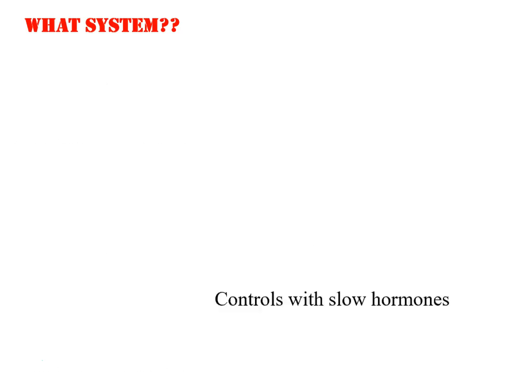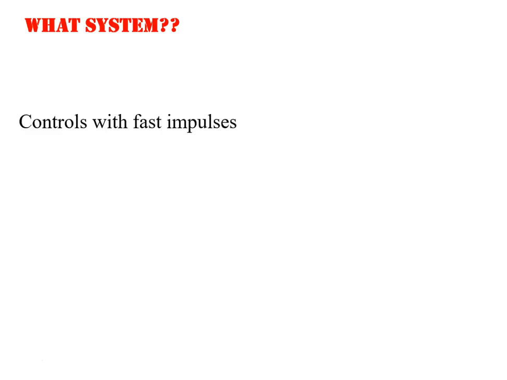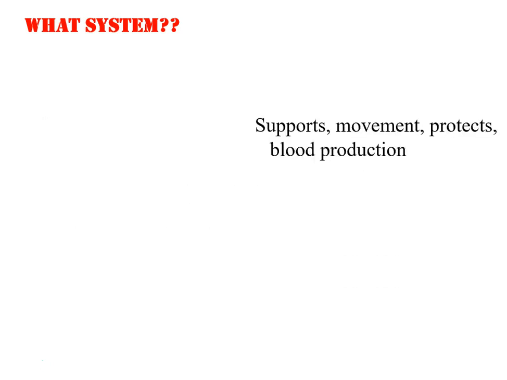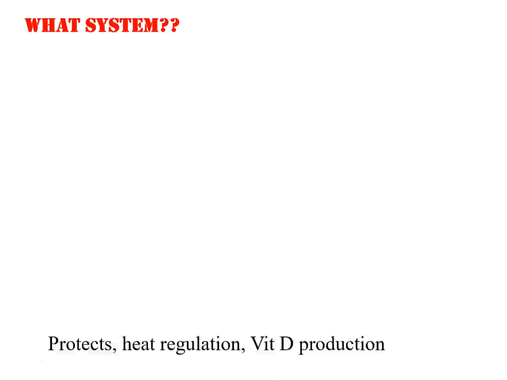Reproduction. What system controls with slow hormones? Endocrine. Which one controls with fast impulses? Nervous. Which one supports, provides movement, protection, and blood production? Don't get confused. Skeletal system. But which one also provides movement, but this one provides heat production? That would be the muscular.